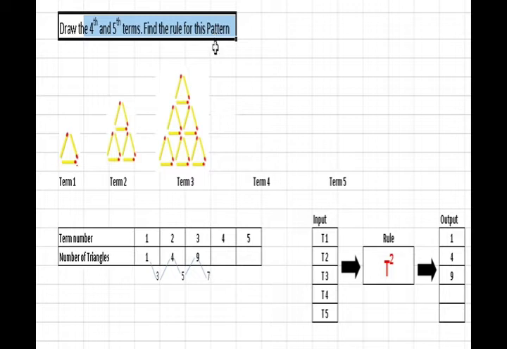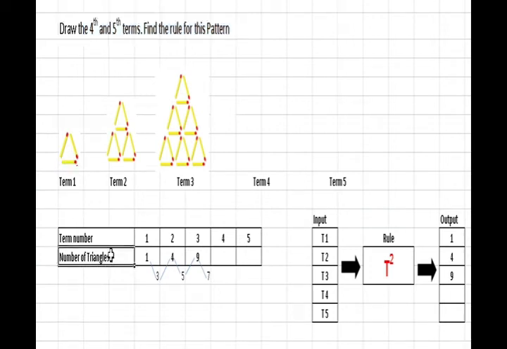Now let's look at the pattern carefully. The first thing you should notice about this pattern is that it is a growing pattern. If you look at term 1, in this case we are not counting the matchsticks, we are counting the triangles. In term 1, I see that there's only 1 triangle. In term 2, I see that there are 1, 2, 3, 4 triangles.